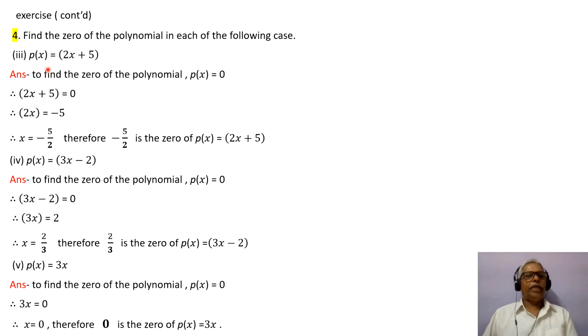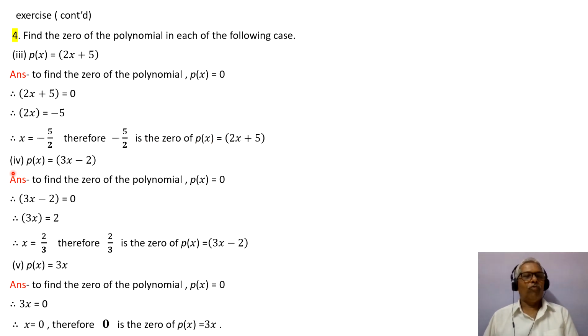Third one, px equal to 2x plus 5. Answer: to find the 0 of the polynomial, px has to be equal to 0. So 2x plus 5 is equal to 0, to make it 0. So transfer this 5 on the other side and it will be minus 5. So 2x equals minus 5. So x equal to minus 5 upon 2. Therefore, minus 5 upon 2. Remember, always sign plays important role. So minus 5 upon 2 is the 0 of px, which is equal to 2x plus 5.